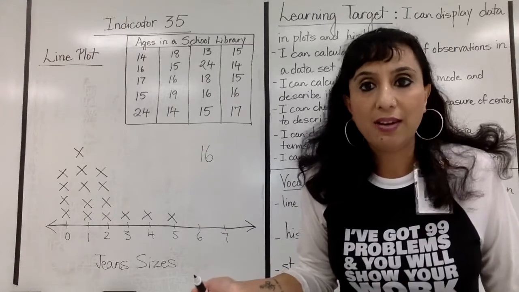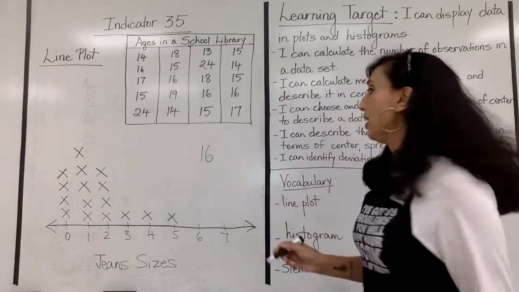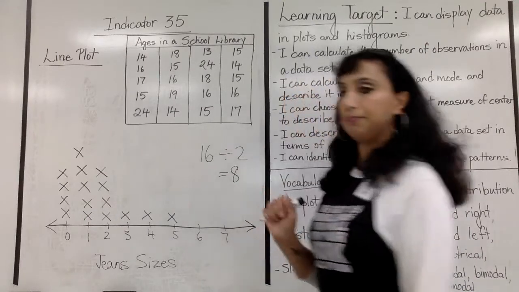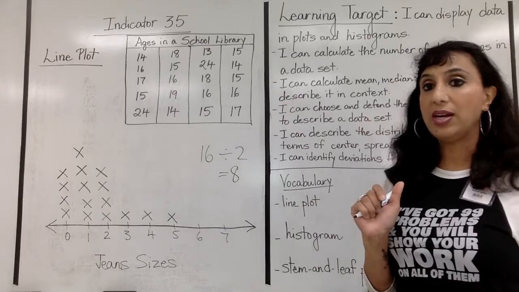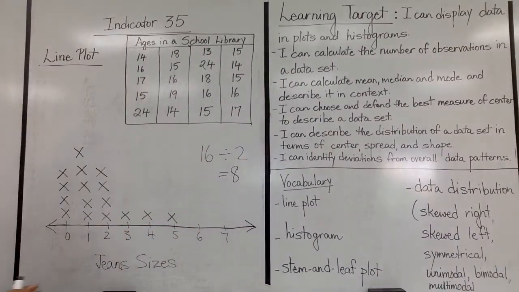And where would the median fall? So median means what? The middle number, okay? So half of 16, because that's the middle, it's going to be 8. So we are going to see where this person is going to fall, or where the median is, in which category it is going to fall.